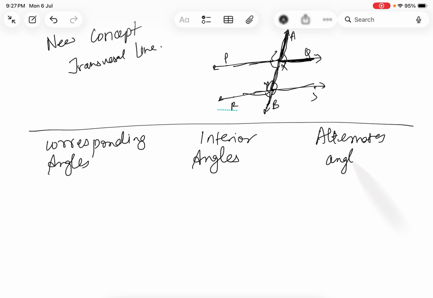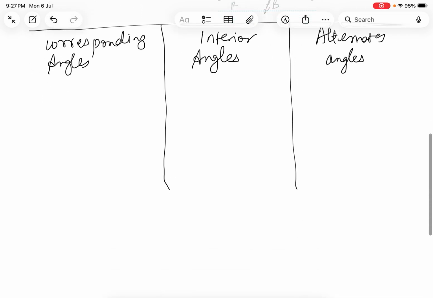Okay, always remember these are in pairs. When you say corresponding angles, they will always be in a pair. You cannot say one angle is a corresponding angle. And this is an important concept which is going to be helpful for you in your entire 8th, 9th, 10th, 11th as well as 12th class. So just try to understand this concept first, and then you can go on to the problems.